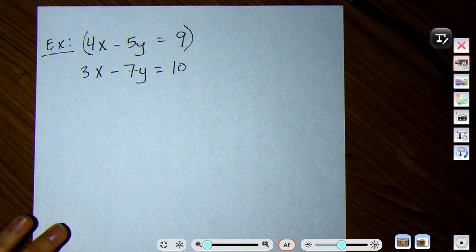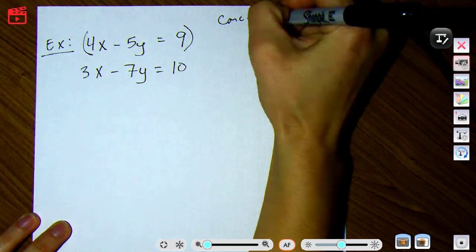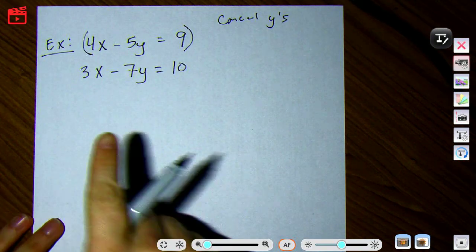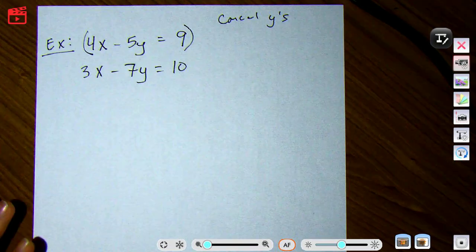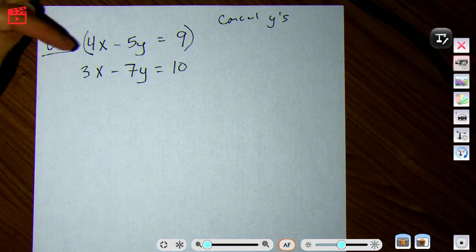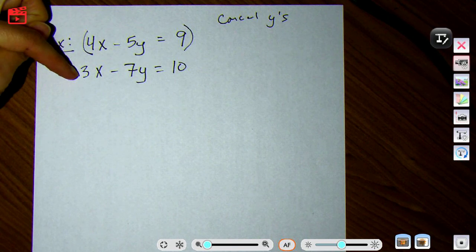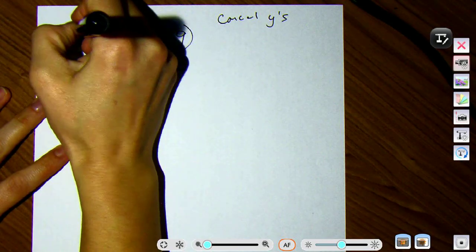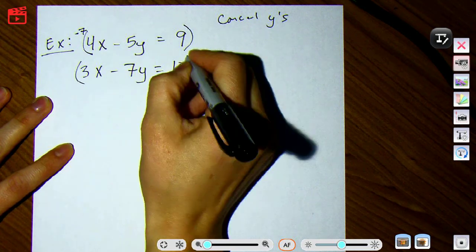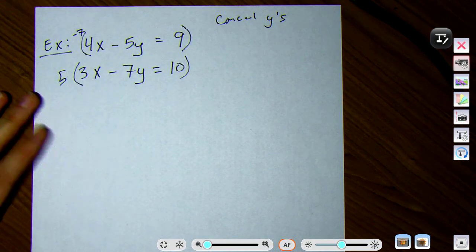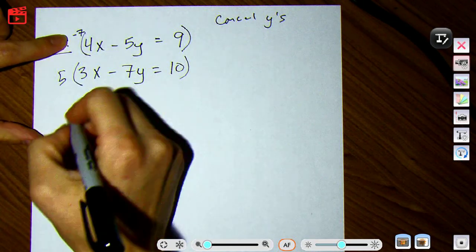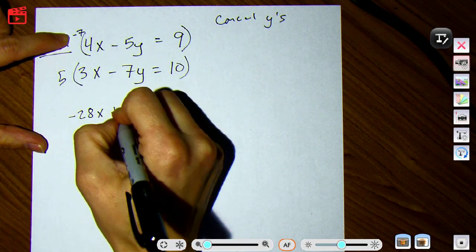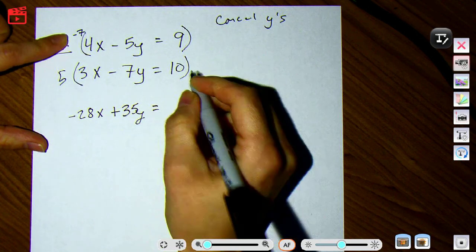So I'm going to take the top equation. Again, we've decided to cancel out the y's. We've also decided that the common value between them is going to be 35, which means I'm going to multiply the top equation by 7 and the bottom by 5. But I have to multiply one equation by a negative so that they have opposite signs. So I'm going to multiply the top equation by negative 7, and I'll multiply the bottom equation by positive 5. So the top equation becomes negative 28x plus 35y equals negative 7 times 9, which is negative 63.